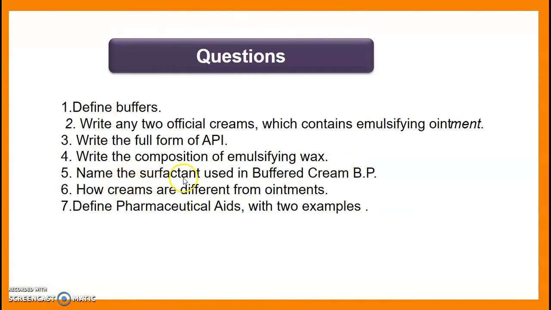Then name the surfactant used in the buffered cream BP. Here surfactant means the agents which reduce the surface tension. Here we have used the methylparaben. Here we use this chlorocresol as a surfactant in a buffered cream.